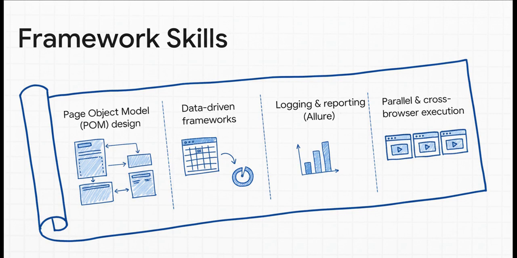The Page Object Model, or POM, is a design pattern that keeps your test code clean and super maintainable. Data-driven approaches let you run the same test with hundreds, even thousands of different inputs. And then you have things like advanced reporting and running tests in parallel. That's what makes your framework truly enterprise grade.